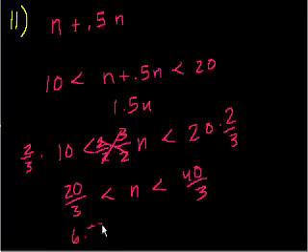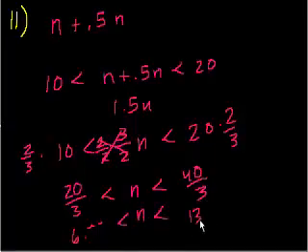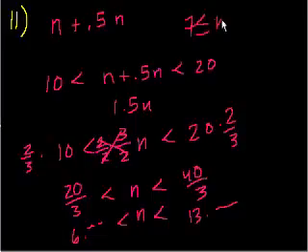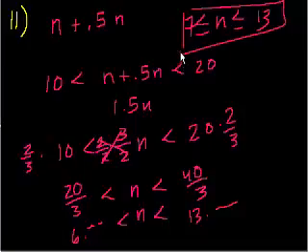And 20 over 3 is like 6 point something, a little less than 7, is less than n, which is less than 40 over 3, which is like 13 point something. So you just have to pick any number between essentially 7 and 13. So 7 is less than or equal to n, which is less than or equal to 13. Any number you pick in that range would work. So 10 would be a good number to write down. A very easy way of doing that problem is just trying out 10 and seeing if it worked out, and it would have worked out. Anyway, I have 10 seconds left, so I'll see you in the next video.